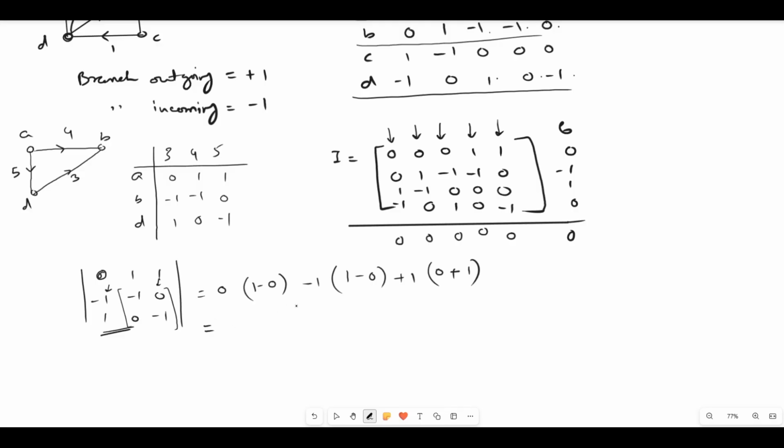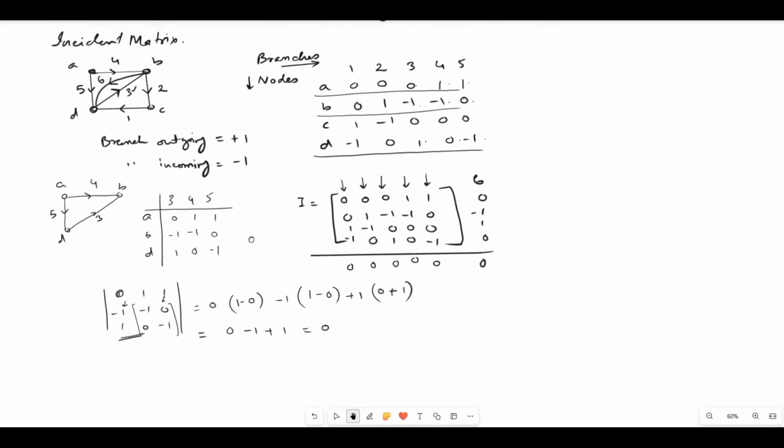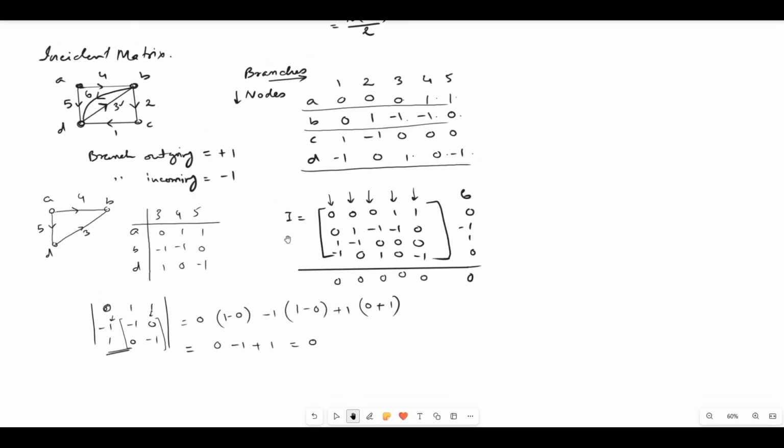So the value will be, from here we have 0. Then from here we have minus 1. From the last part we have plus 1. So finally the value is 0. So the property 2 is verified. That means the determinant of the incidence matrix formed from any loop of the graph is 0. So this is the representation of incidence matrix, or how we can calculate the incidence matrix from any graph.